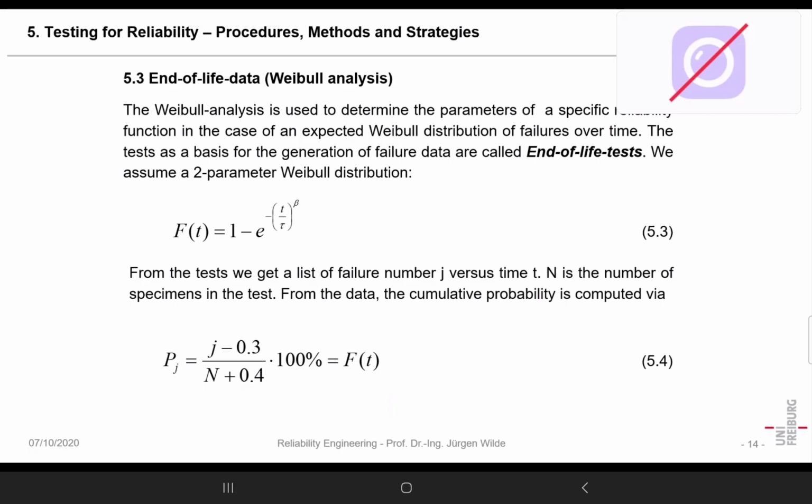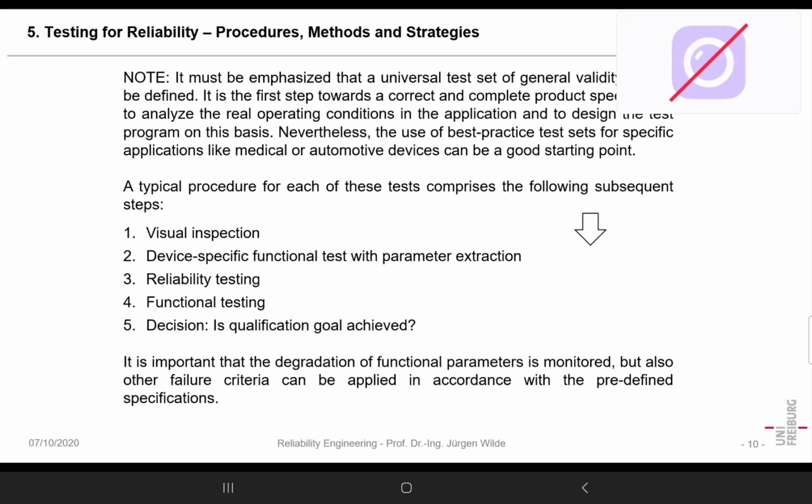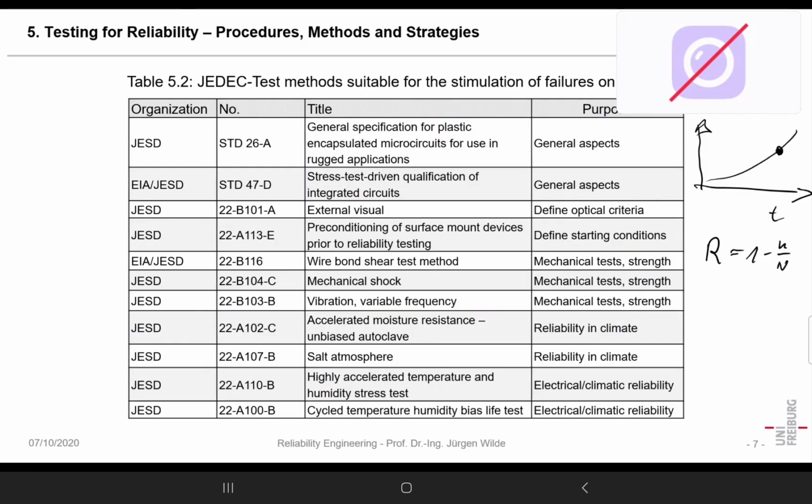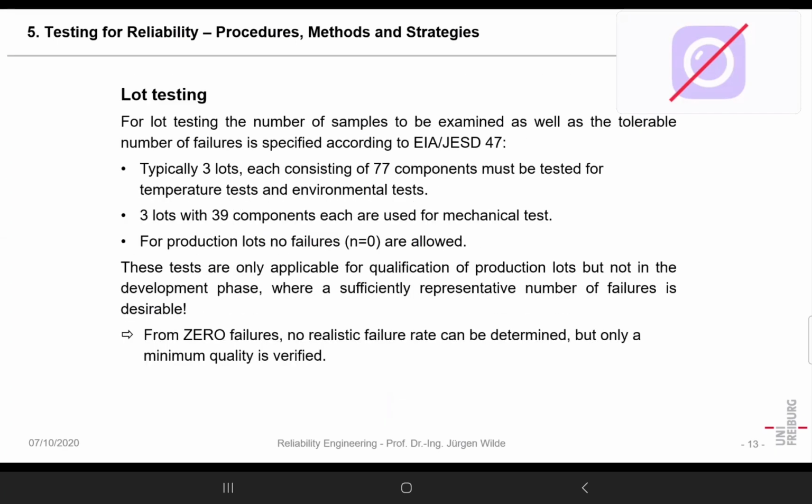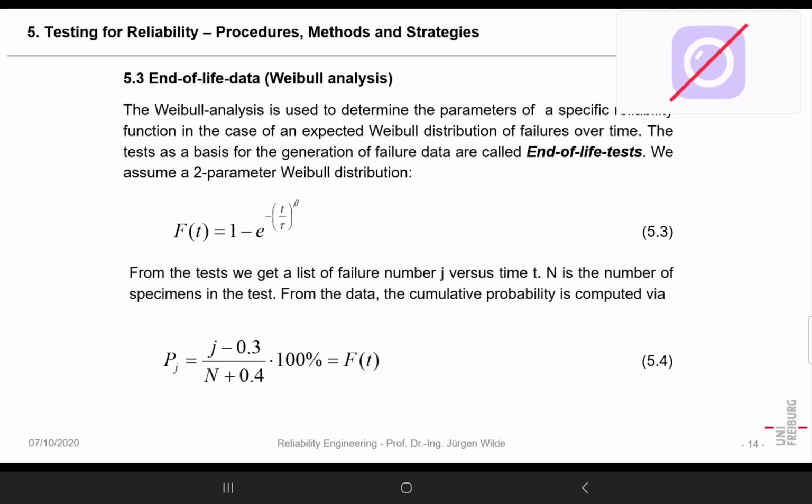Okay, another analysis is the Weibull analysis. We have already seen it in that curve here. Where is, no, it's not here. So I just make a sketch.